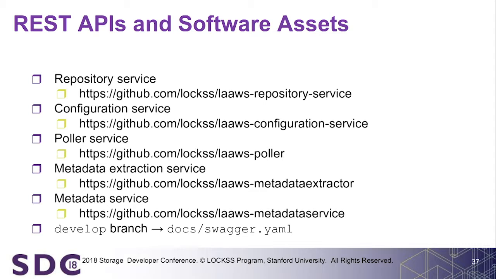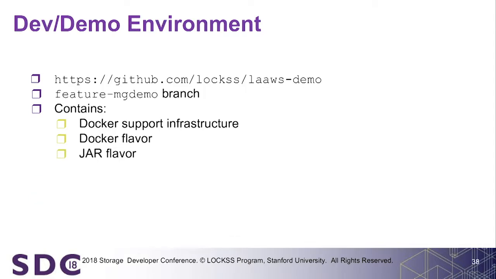And software assets available include Maven Central jars, this is all in Java, so Maven Central jars that you can include in your own project, or Docker containers that run these services independently. There's also a dev and demo environment that you can get from this GitHub project. It's in a particular branch, and it is still under active development.